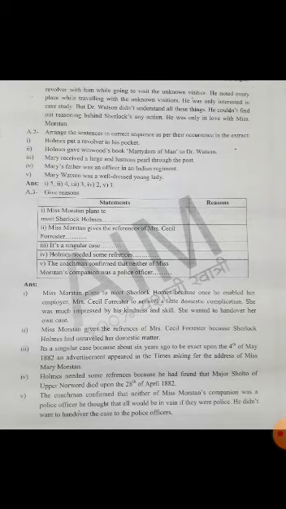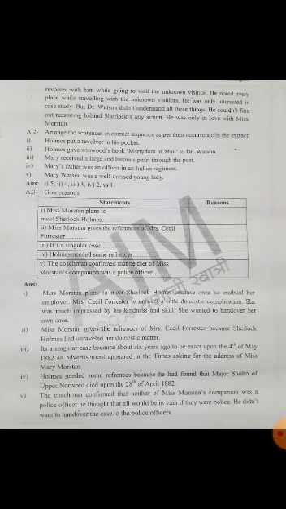In the reasons section, take down the answers. Miss Marston plans to meet Sherlock Holmes because once he enabled her employer, Miss Cecil Forrester, to unravel a little domestic complication. She was much impressed by his kindness and skill. She wanted to hand over her own case. Second answer, Miss Marston gives the references of Miss Cecil Forrester because Sherlock Holmes had unraveled her domestic matter.